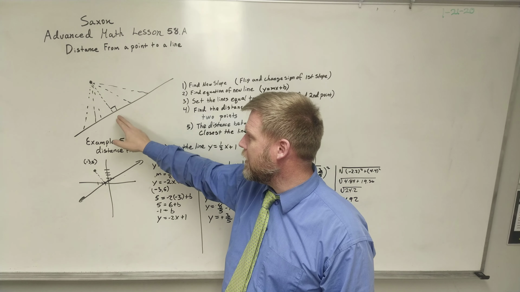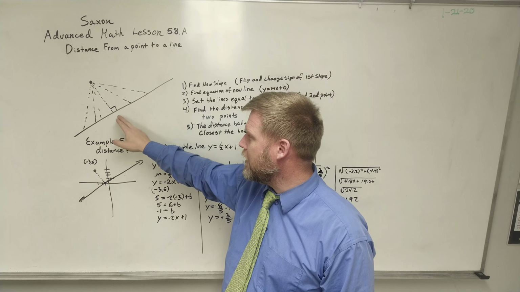So what is the shortest distance? What would be the closest point that the line ever gets to this line here? And that will be this point right here. So we're going to look at 58.1 to begin with. It says find the distance from (-3, 5) to the line y equals 1/2 x plus 1. I went ahead and graphed these two. So I graphed (-3, 5) and then graphed the line y equals 1/2 x plus 1.